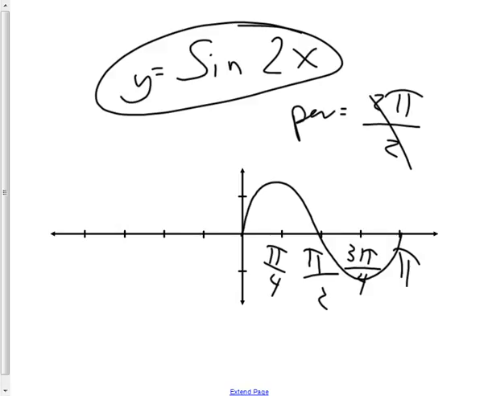All right, I'd like you to do one just like that. I'd like you to graph for me y equals sine of 1/3 x. And what you're going to start by doing is graph normal sine, and then just renumber it.